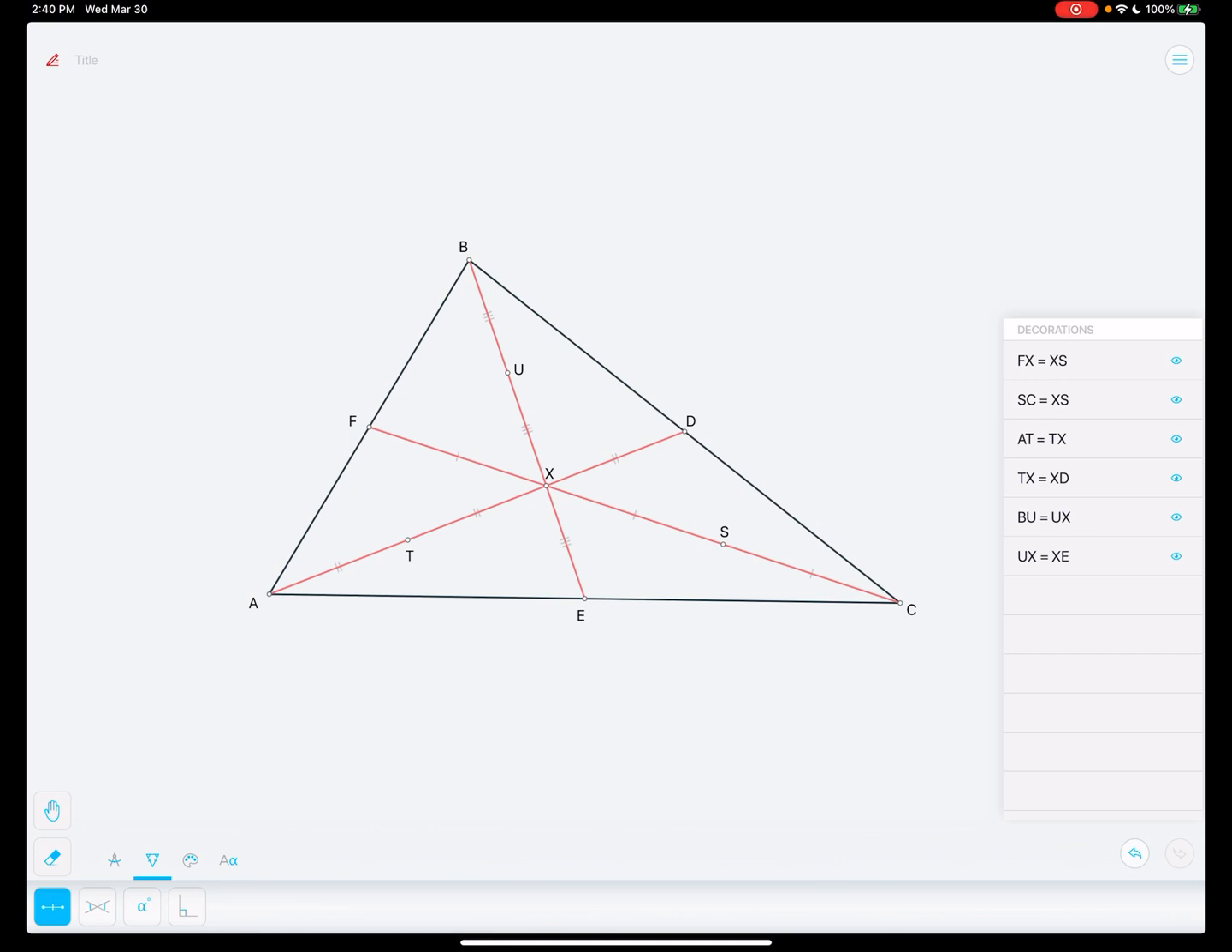If I look at the ratio between any of them in the whole segment, it would be like FX is 1, XC is 2, and FC is 3.